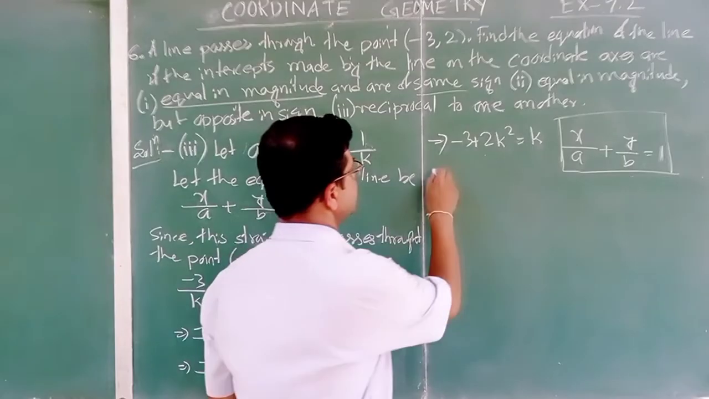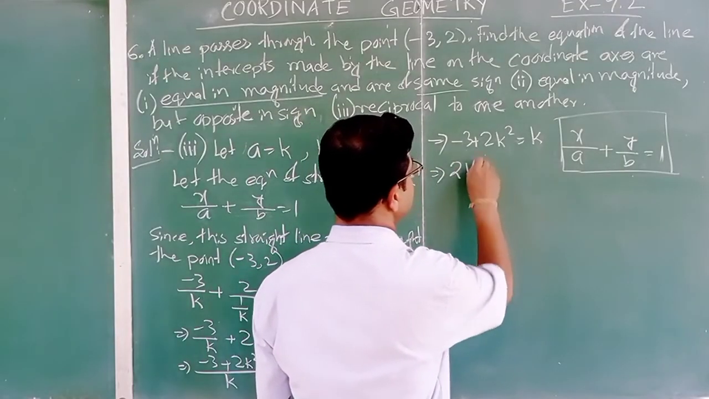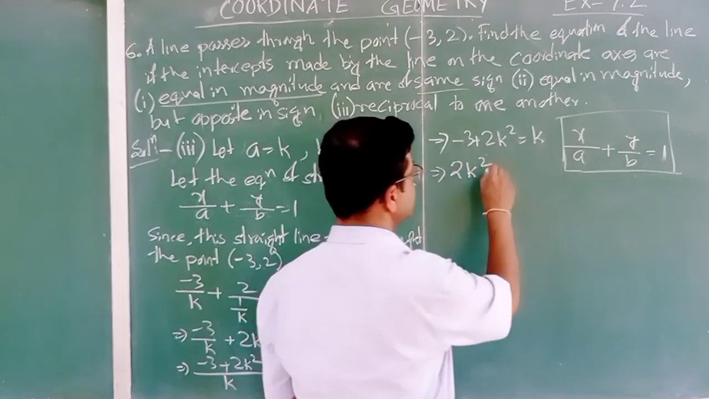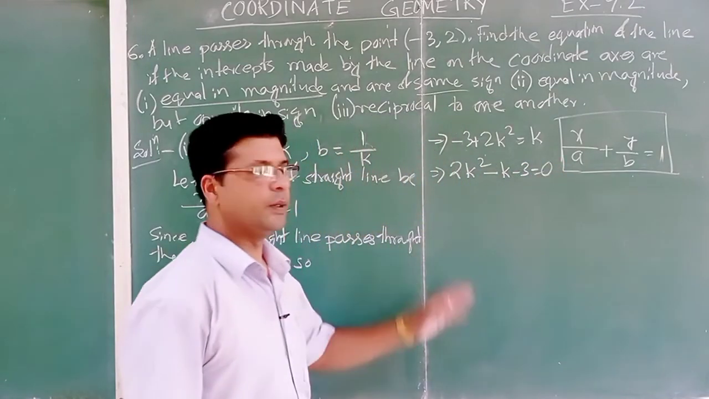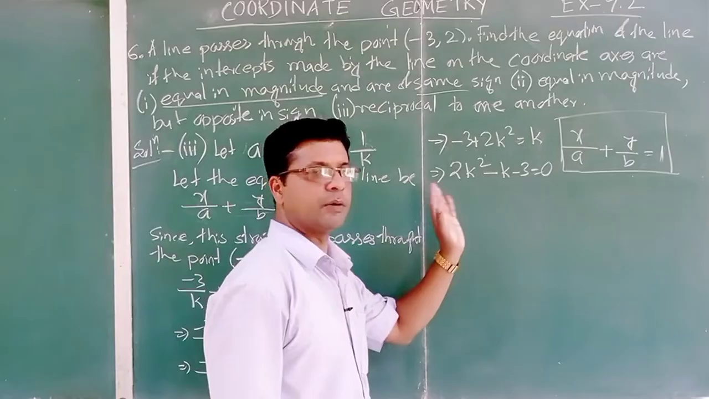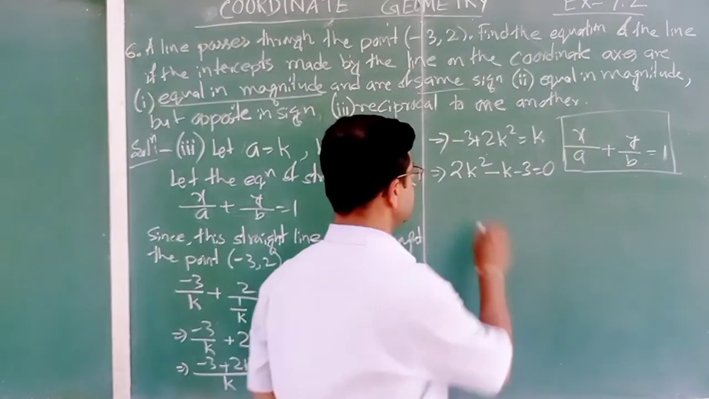Let us arrange it in the usual manner. 2k square we have written. This is plus k, on this side minus k. This is minus 3 equal to 0. Now here we want to find the value of a. This is a quadratic equation. How can we solve? Let us solve by the middle term splitting.